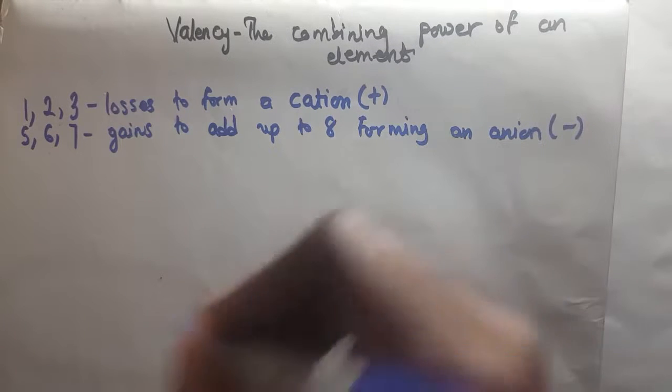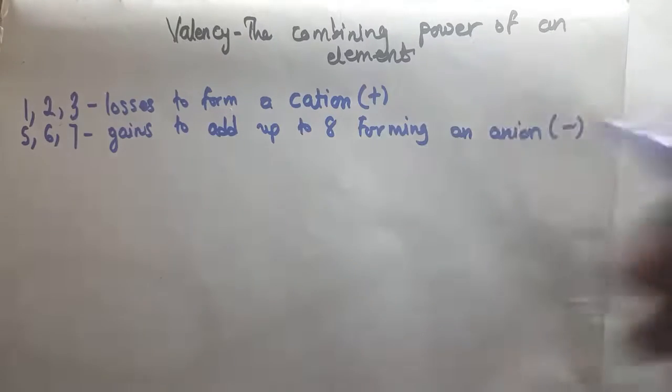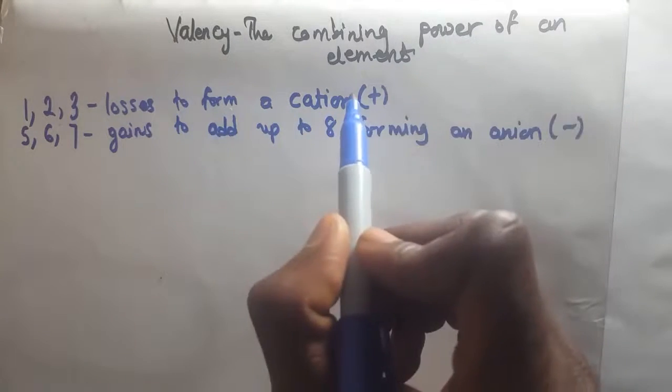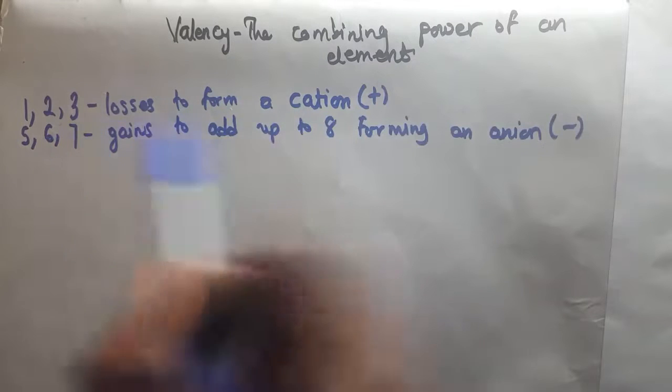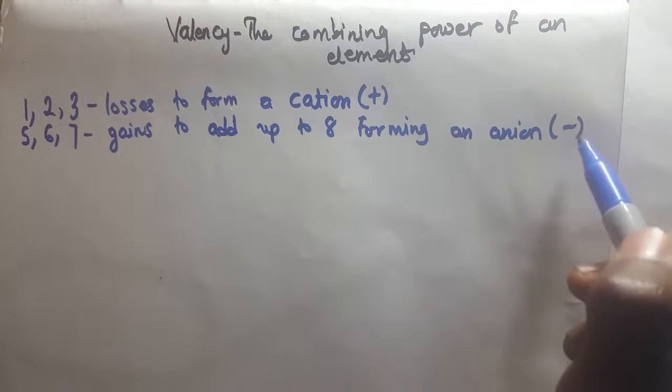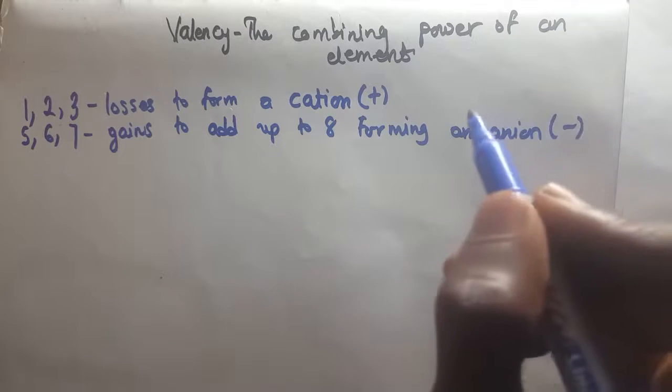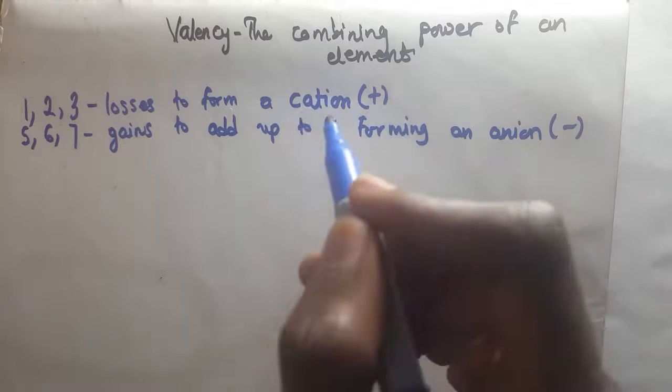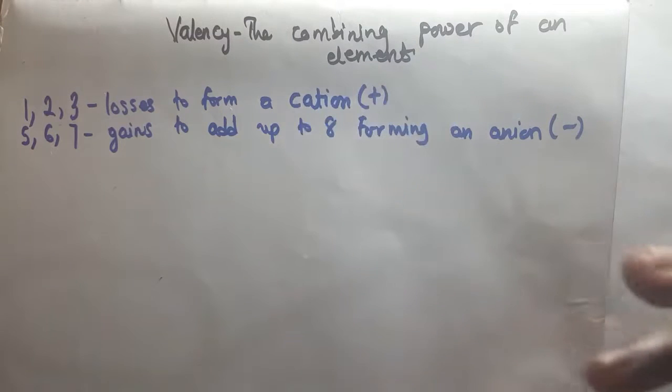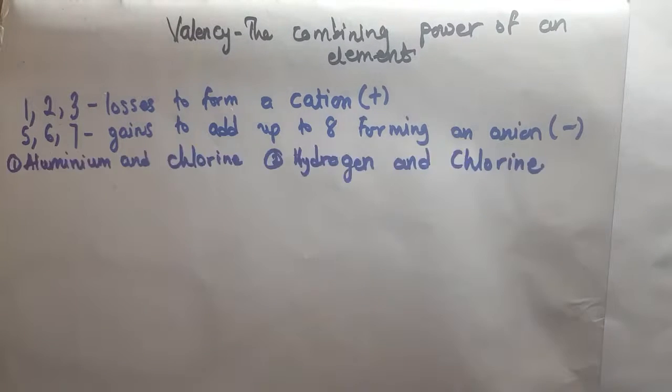Now, in mathematics, plus means you are adding. But over here, when we say plus, it means you are losing a number of electrons. And over here, when you gain, it means it's minus. So let's look at how valency will help us in writing chemical compounds. I have some examples here where you've been given electrons and we've been asked to use their valencies. Even if you are not asked to use the valency, you have to use it in order to be able to write a compound for them.